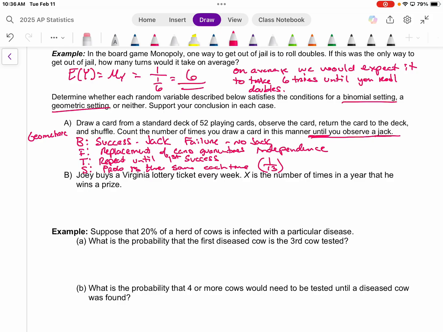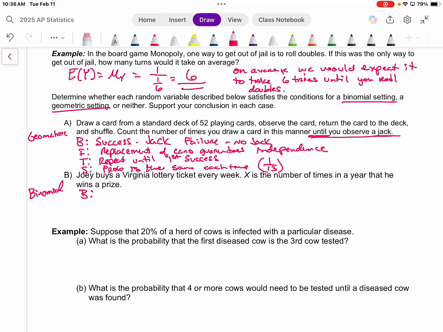Joey buys a Virginia lottery ticket each week. X is the number of times in a year that he wins a prize. All right, so it didn't say how many weeks go by until he wins. It just said how many times he wins in a year. He buys it each week. All right, so I'm thinking binomial. So let's see if I support that.